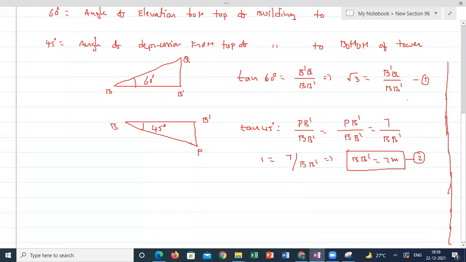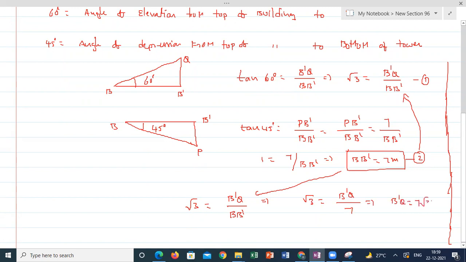So using the first equation and second equation, substitute the BB dash value in the first equation to calculate B dash Q. Root 3 equals B dash Q divided by BB dash. Substituting, root 3 will be equal to B dash Q by 7. From here, B dash Q is equal to 7 root 3 meter.